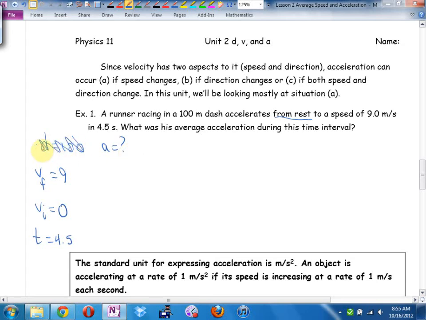He's not running the full 100 meters, so that was a bit of a trick, a bit of sneaky extra information that you don't use. I'm looking for an equation that has an A, a V final, a V initial, and a time in it.